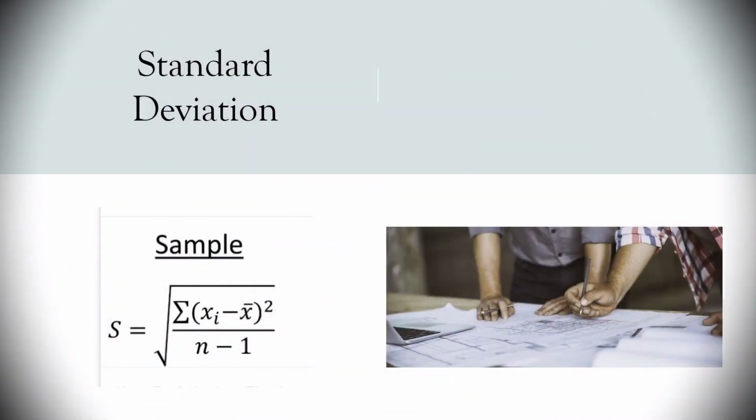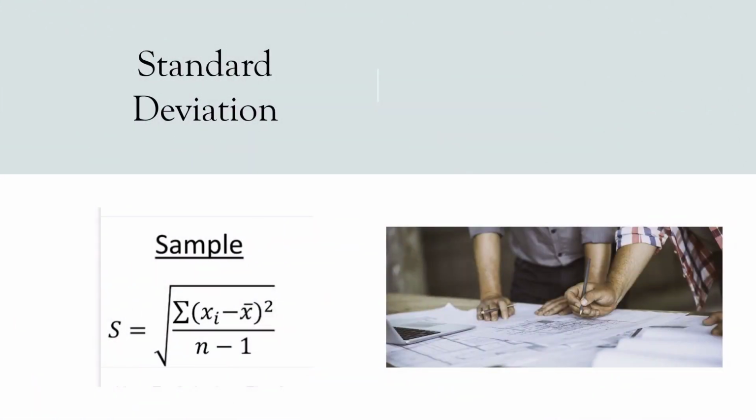Now, while the variance tells us about the spread, it's not in the same units as our original data. That's where the standard deviation swoops in. It's simply the square root of the variance.